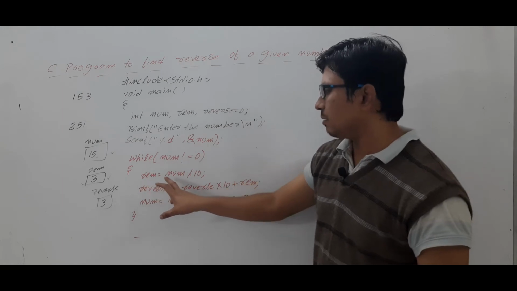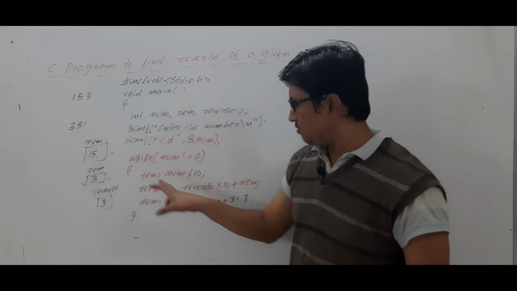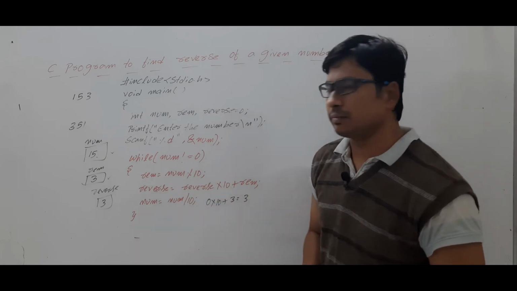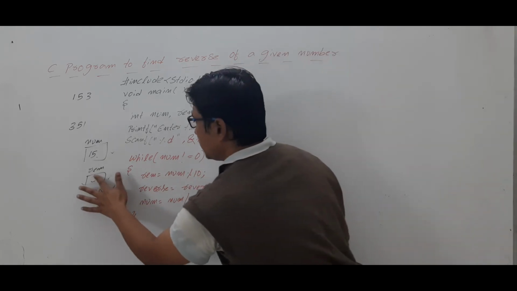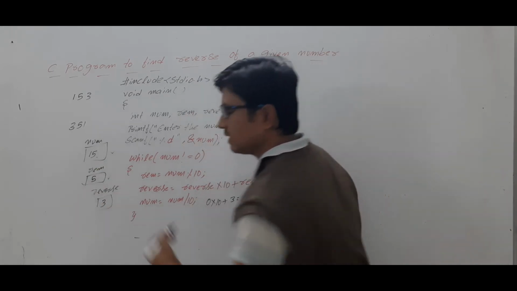What is the first statement? Remainder is equal to num modulus 10. What does num consist of? 15. 15 modulus 10, you will get the remainder as 5. So previously you got the value 3. Now you got the value 5. So you are updating it.